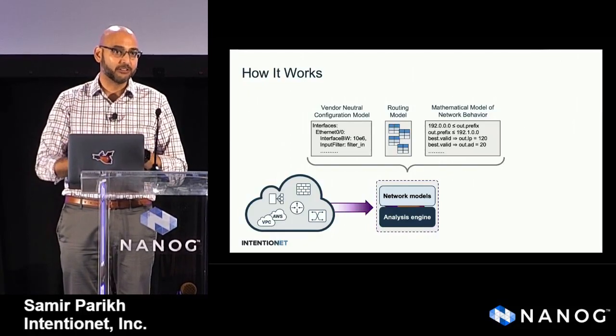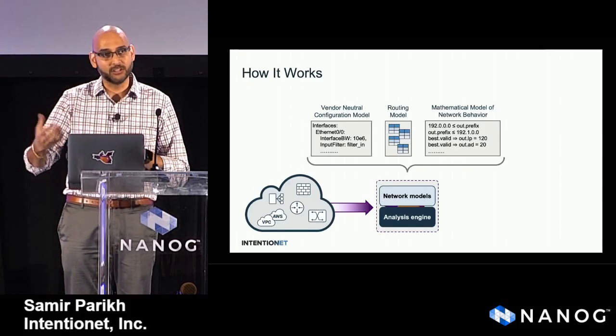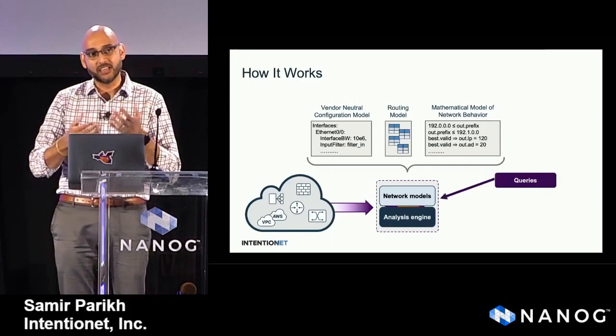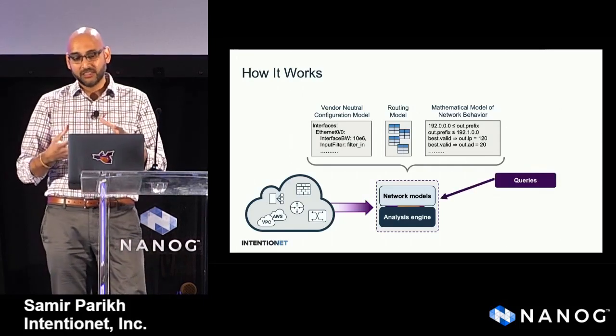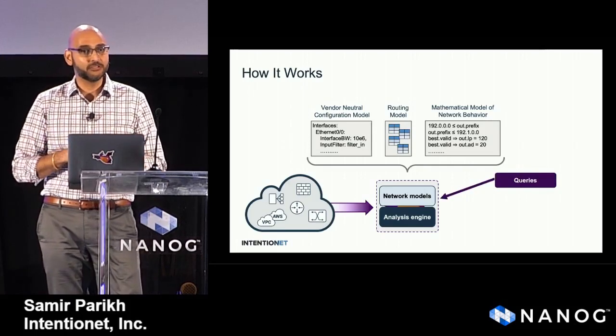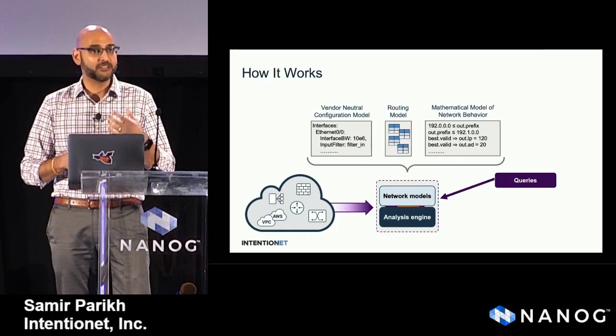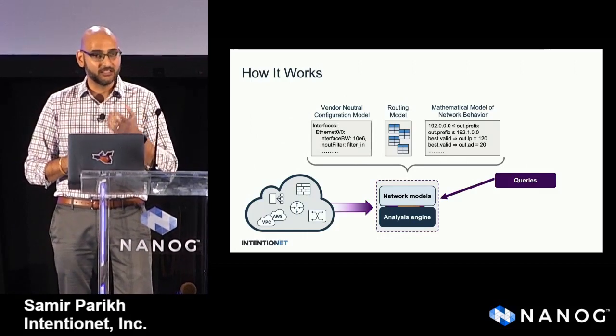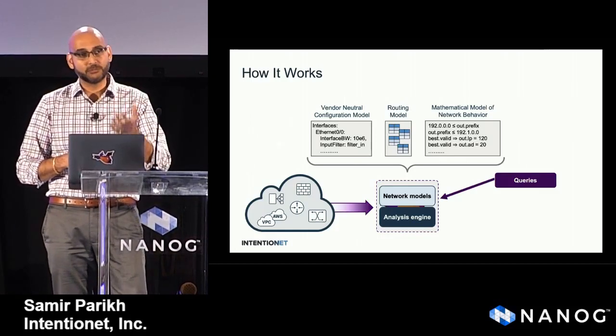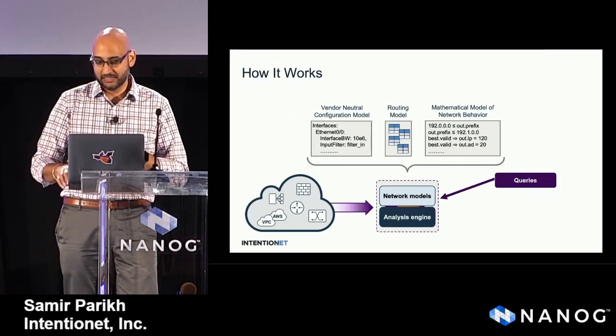So the underlying algorithms and architecture for each of these components is well documented, and you can get all of that through the batfish.org website. But the way you interact with it as a user is you can query the Batfish engine and extract information from the different data models that it's created. So from the vendor-neutral config model, from the routing model, from the forwarding behavior models.